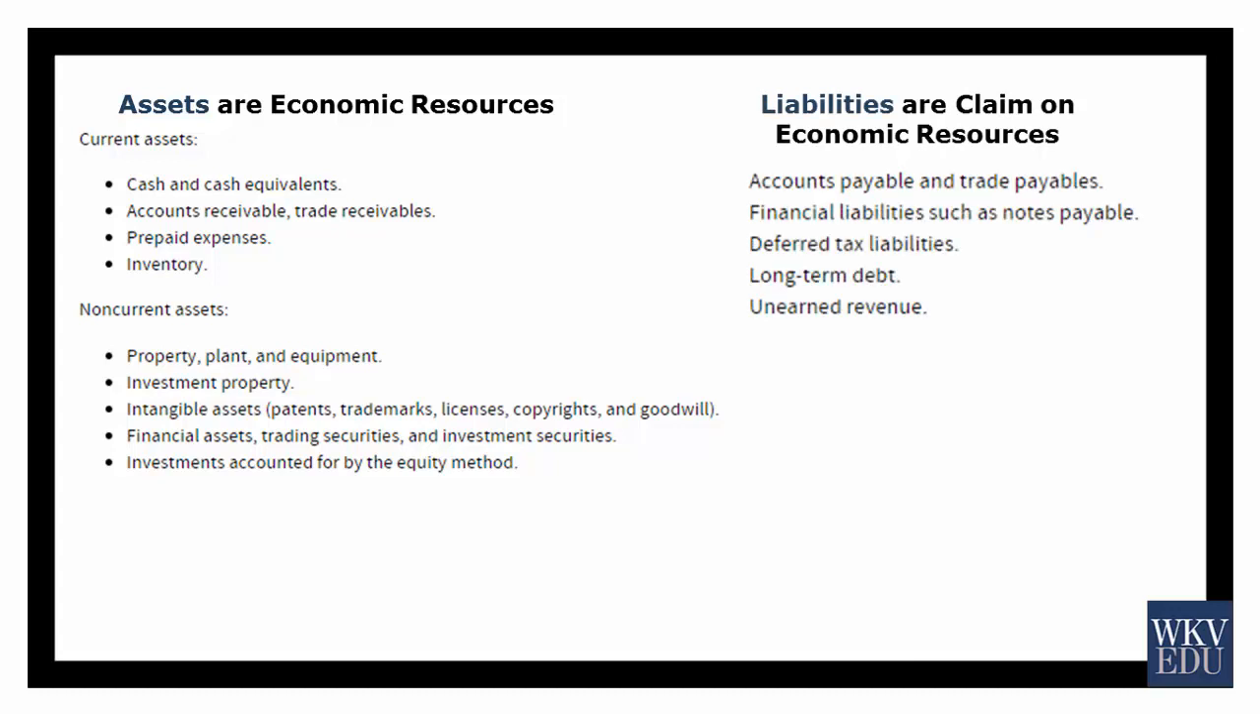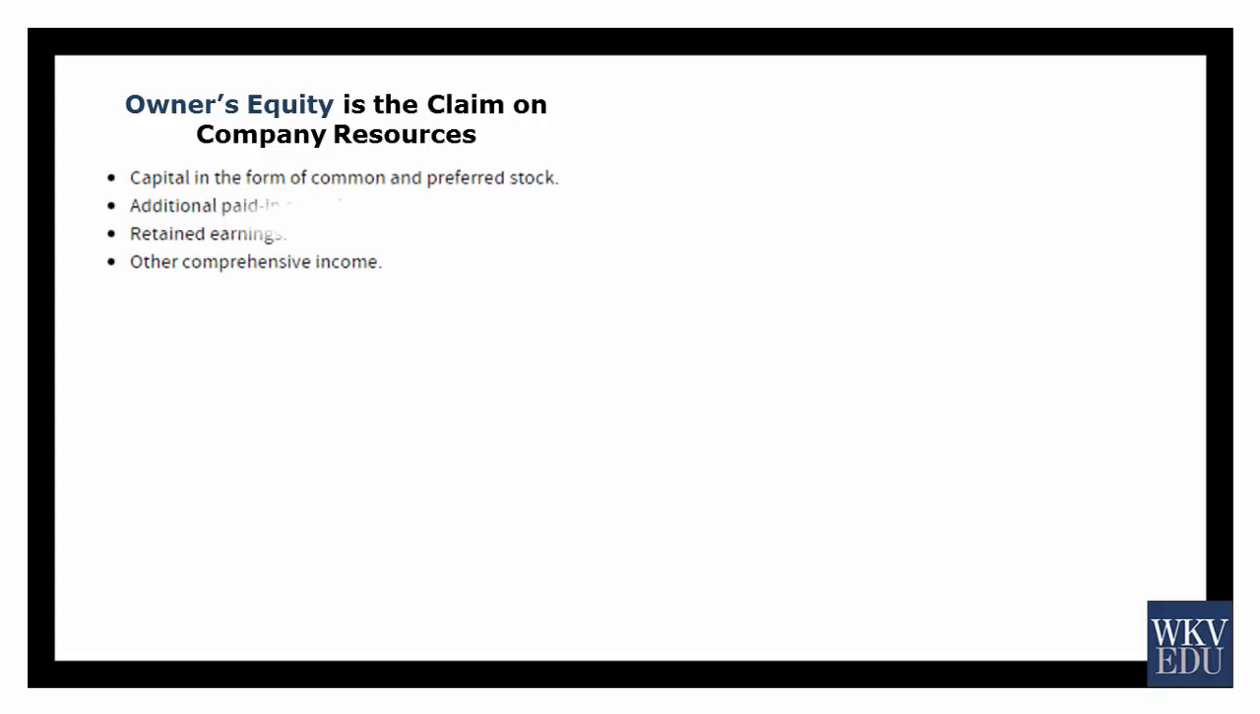Liabilities, on the other hand, are claims on economic resources such as assets. Liabilities include accounts payable, financial liabilities, deferred tax liability, long-term debt, and unearned revenue. Similarly, they can also be classified as current and non-current liabilities. We then have owner's equity, which is actually a claim on the residual company resources and includes capital, retained earnings, and other comprehensive income.